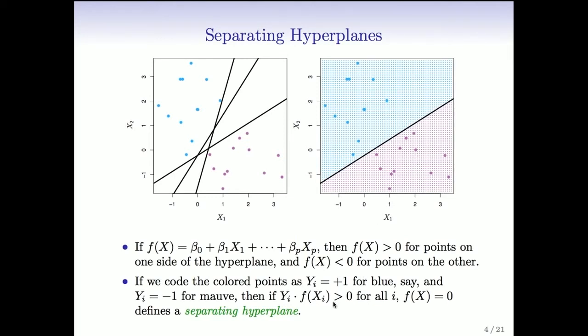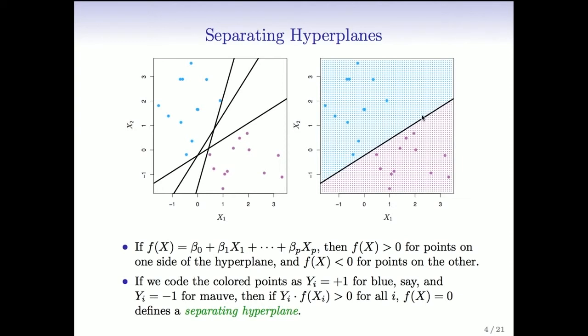And then we can say that if the y that we've made, y is plus or minus 1, times the value of the function is positive, then we classify each of the points perfectly because they're on the right side of the hyperplane. And the function itself, evaluated as 0, is called the separating hyperplane. So that helps us define what we mean by a separating hyperplane: if this product is always positive, where we've coded the points as +1 and -1.